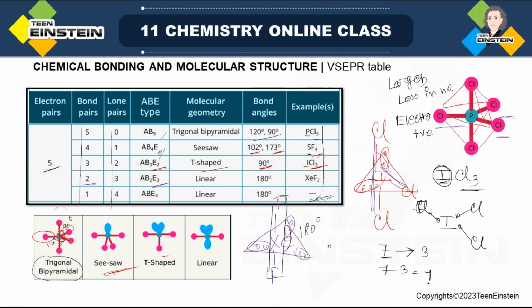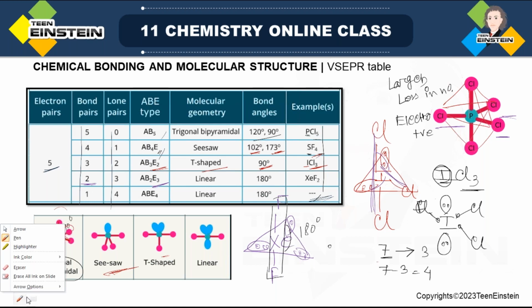7 minus 3. 4 electrons are remaining, right? So these 4 electrons must be treated as lone pair. So in this way, now you can understand if you are doing this type of checking. I will not say it is a calculation. It is a type of checking.